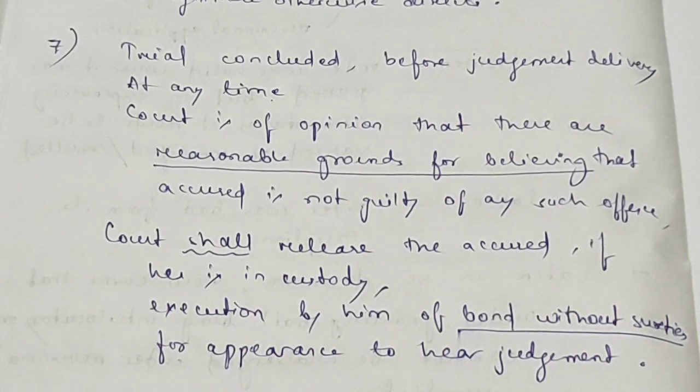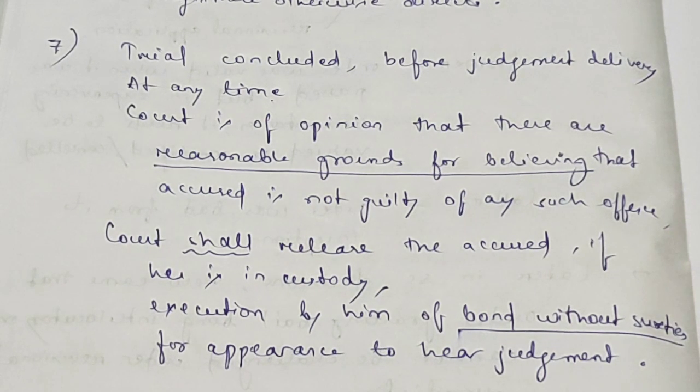Now the last, subsection 7, that is when the trial is concluded but before the delivery of the judgment. At any time after the trial has been concluded and before delivery of judgment, when the court is of the opinion that there are reasonable grounds for believing that the accused is not guilty of any such offence, then the court shall release the accused, if he is in custody, on execution by him of a bond without sureties for appearance to hear the judgment.